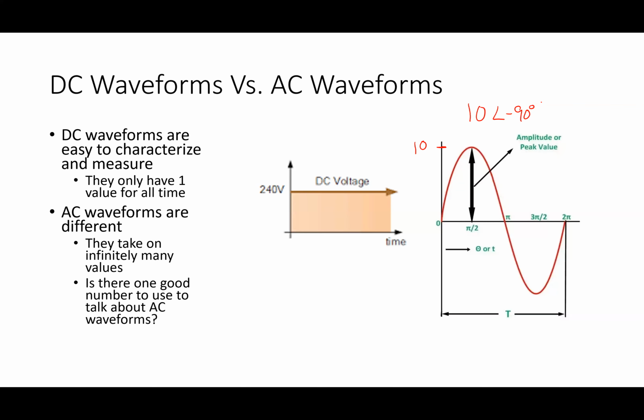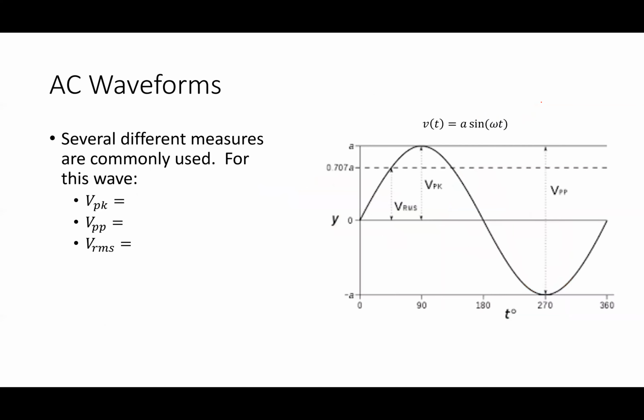Which I'll explain that relationship in a minute. But you've probably heard that at a wall socket you have 120 volts. Probably heard that before. That's an RMS number. It's not a peak number. So we define a couple of different values for these waveforms, for AC waveforms.